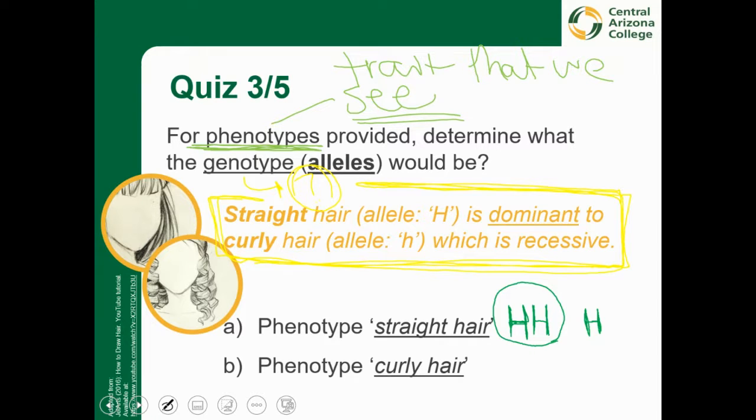Or we can have only inherited one dominant allele, and the other one can be anything else. It could also be recessive, and still we would see straight hair. So this would be a heterozygous combination of these alleles. The only time that we're going to see the phenotype of curly hair is if we have homozygous recessive alleles, so two lowercase h's. I hope that this makes sense.